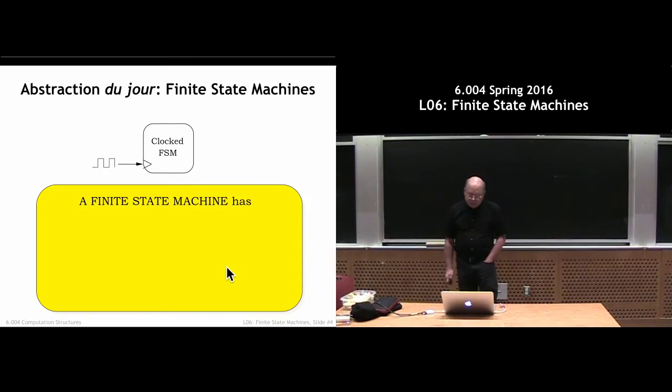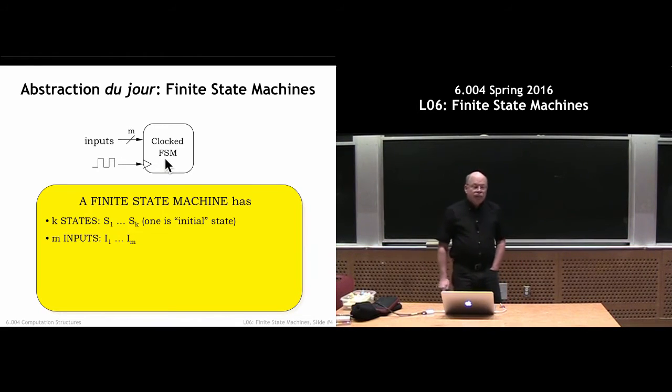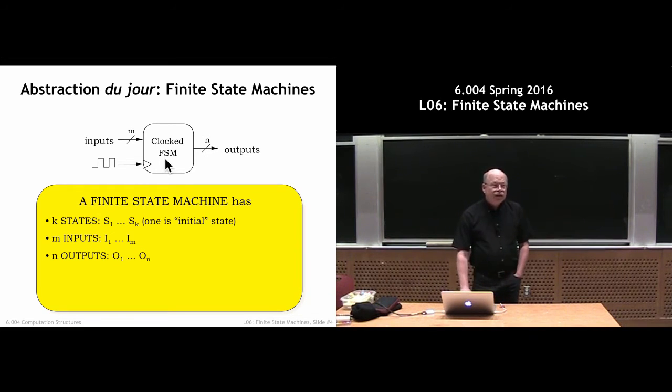So let's go about designing this piece of logic, and then I think you'll quickly get the hang of what we need to do. Our abstraction is called a finite state machine, an FSM. And a finite state machine is really pretty simple. It's a machine that has a certain number of states, k states. We'll tell you how many states our finite state machine has. And one of them is designated the initial state, the state that you start at once you turn on the machine.